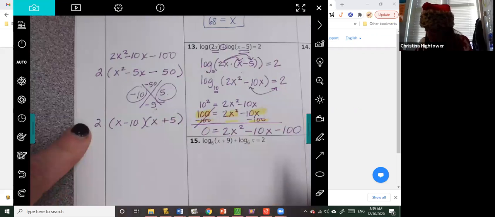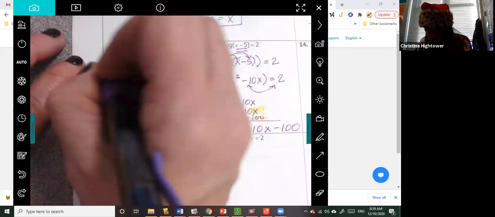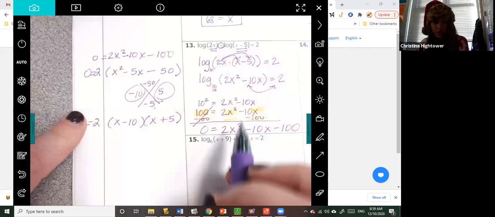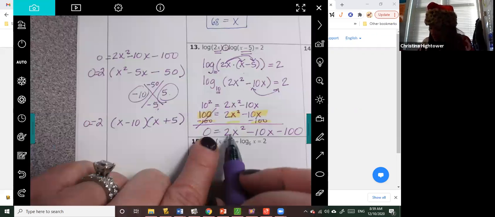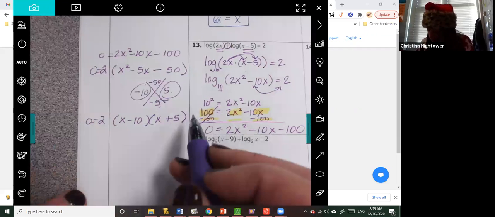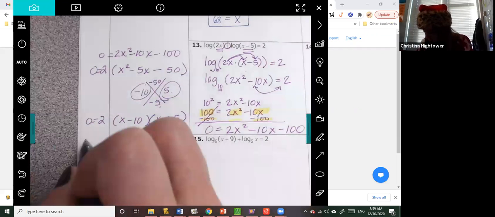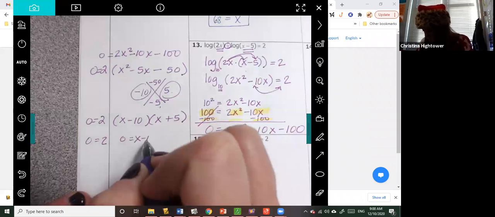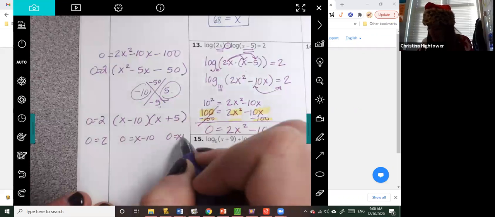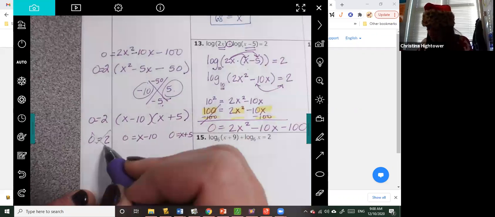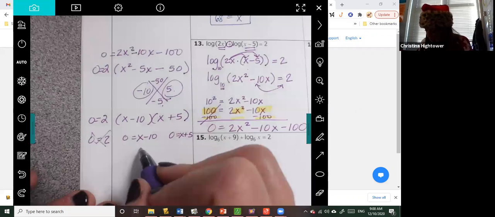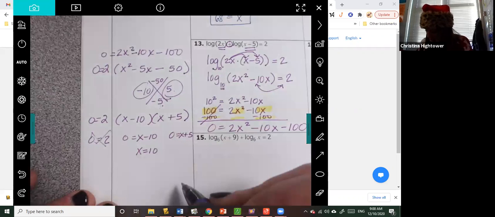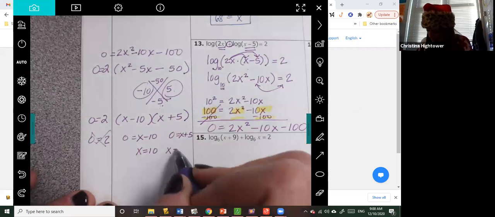All right, still set equal to 0. All of this is set equal to 0 from the problem over here. And now you set them all equal to 0. So you have 0 equals 2, 0 equals x minus 10, and 0 equals x plus 5. Well, that doesn't make sense, so it just goes away. Solve this one out, and you get x equals 10. Solve this one out, you get x equals a negative 5.